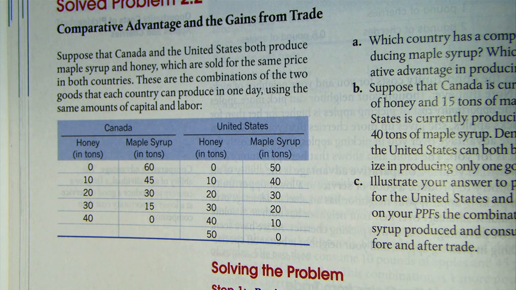So who's got the absolute advantage for honey? The US, literally just who can make more. And then Canada has absolute advantage in maple syrup. So they have 60, the US can only produce 50 if they specialize. So which country has the comparative advantage for honey?